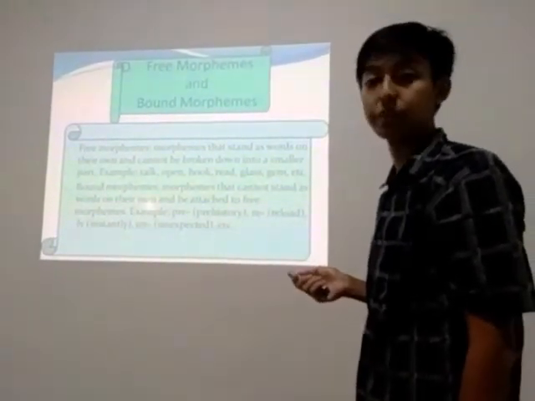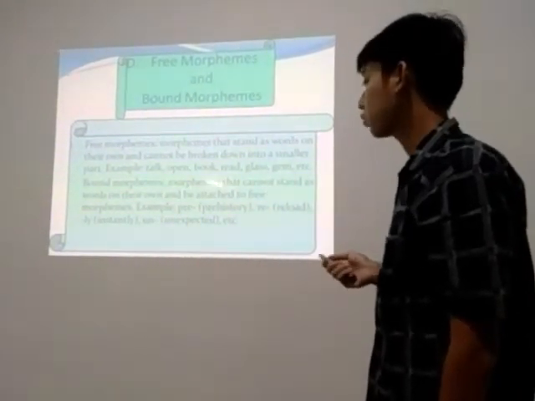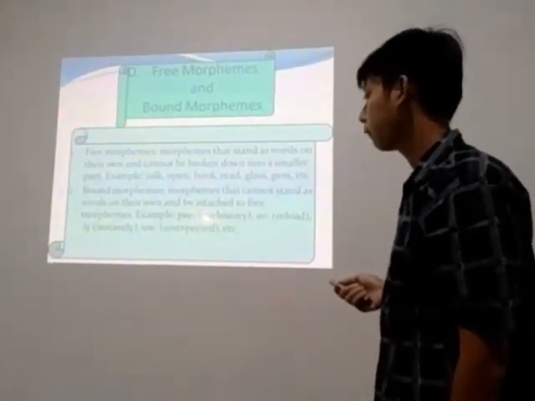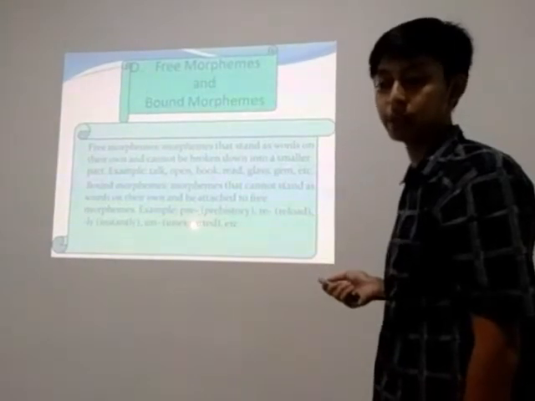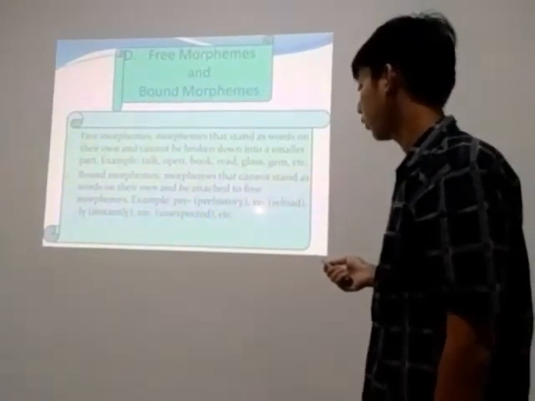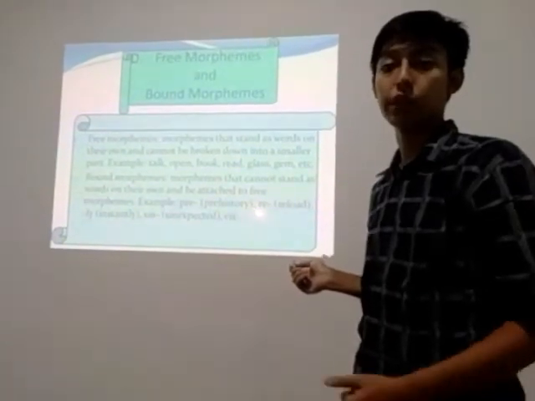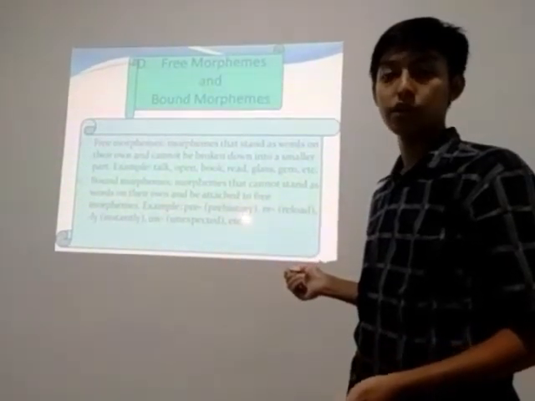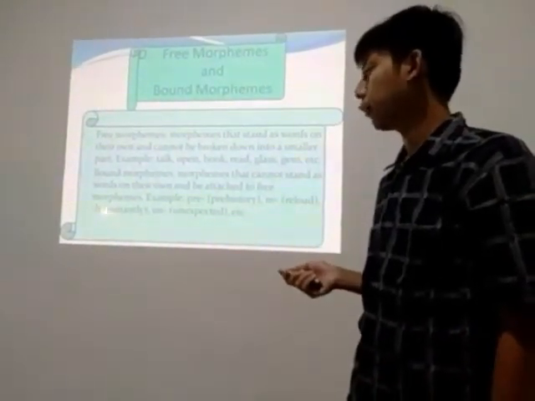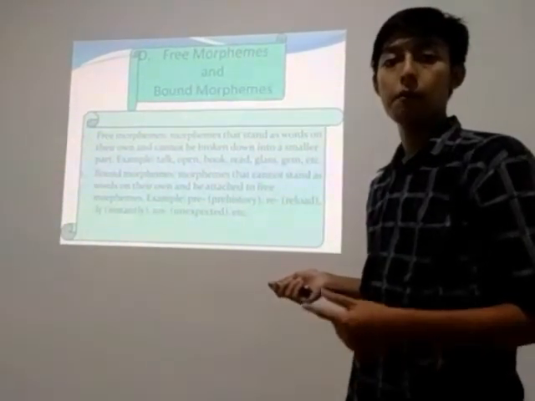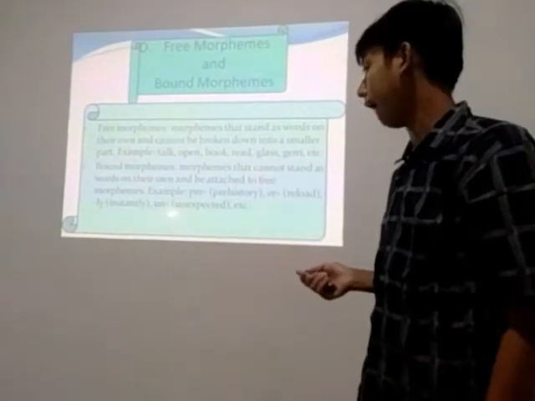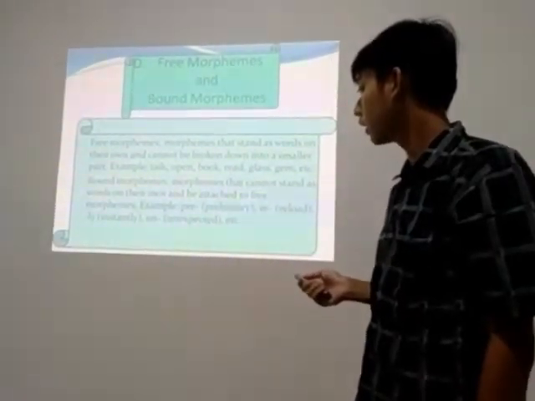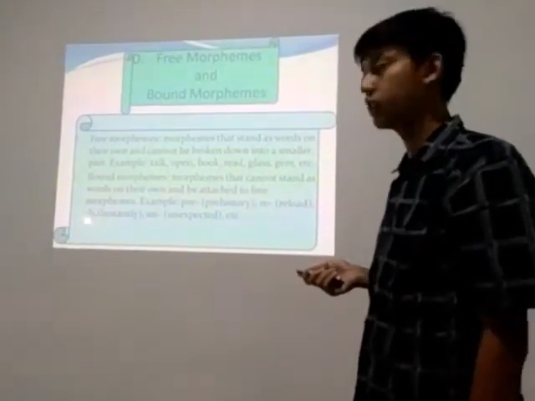The second is bound morphemes. Bound morphemes are morphemes that cannot stand as words on their own and must be attached to free morphemes. For example, pre, we can use with history and it becomes prehistory. Pre also becomes preload, previous, and reboot. We can use ly with instantly, quickly, and un with unexpected, unbeatable, and many more. These are the prefixes, and these are the suffixes.